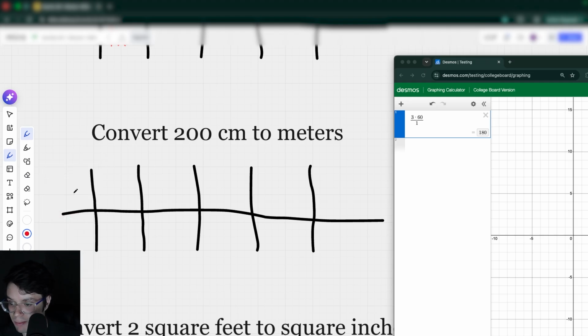So 200 centimeters to meters. So I put here 200 centimeters. And then how many meters are in a centimeter? If you do not know, it will probably say in the problem. So you literally do not need to memorize any of this stuff. It will just say in the problem for any common stuff like this that you may not know.